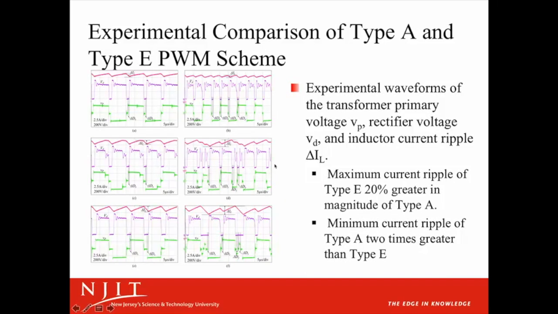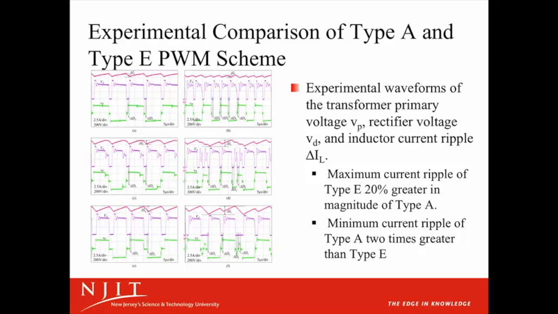In these slides, we see the experimental waveforms of the transformer primary voltage Vp, rectifier voltage Vd, and inductor current ripple delta IL. We can see that these right here are for the type A scheme, and these are the type E schemes. Also, the maximum current ripple of the type E was 20% greater in magnitude than the type A. That's based on the authors' findings after the prototype experiment. And the minimum current ripple of type A is 2 times greater than type E.